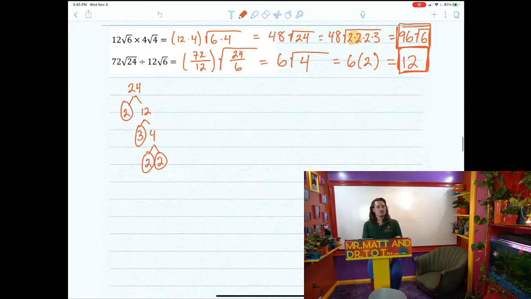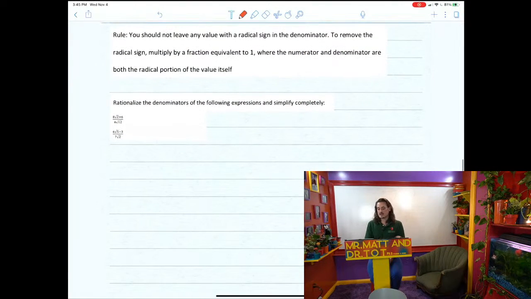Next, I want to talk about rationalizing the denominator. And so in most SAT problems, we're not going to want to leave a radical in the denominator at all. It's considered inappropriate, or at least it's not going to be available in most multiple choice questions. So you need to be able to rationalize that, and you do that by multiplying by a fraction equivalent to 1, where the numerator and denominator is the radical itself.